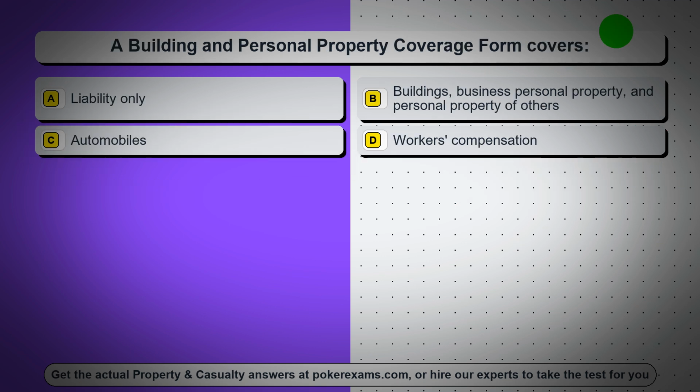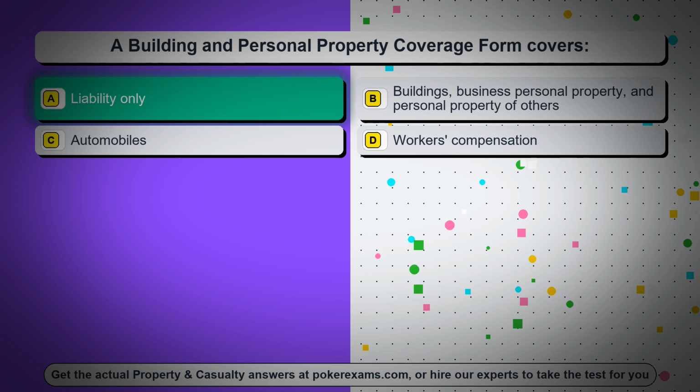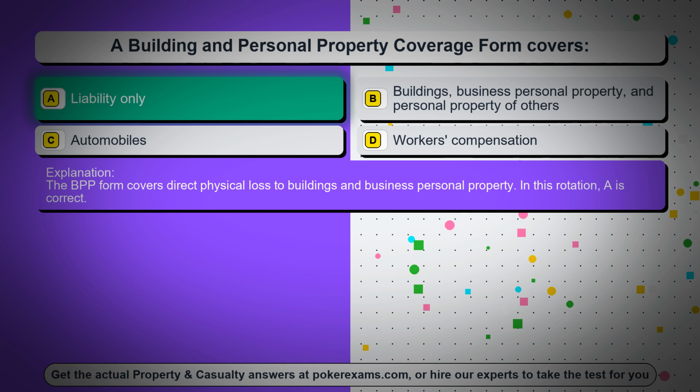Question 89. A building and personal property coverage form covers: Option A, liability only. Option B, buildings, business personal property, and personal property of others. Option C, automobiles. Option D, workers' compensation. The correct answer is option A, liability only. The BPP form covers direct physical loss to buildings and business personal property. In this rotation, A is correct.